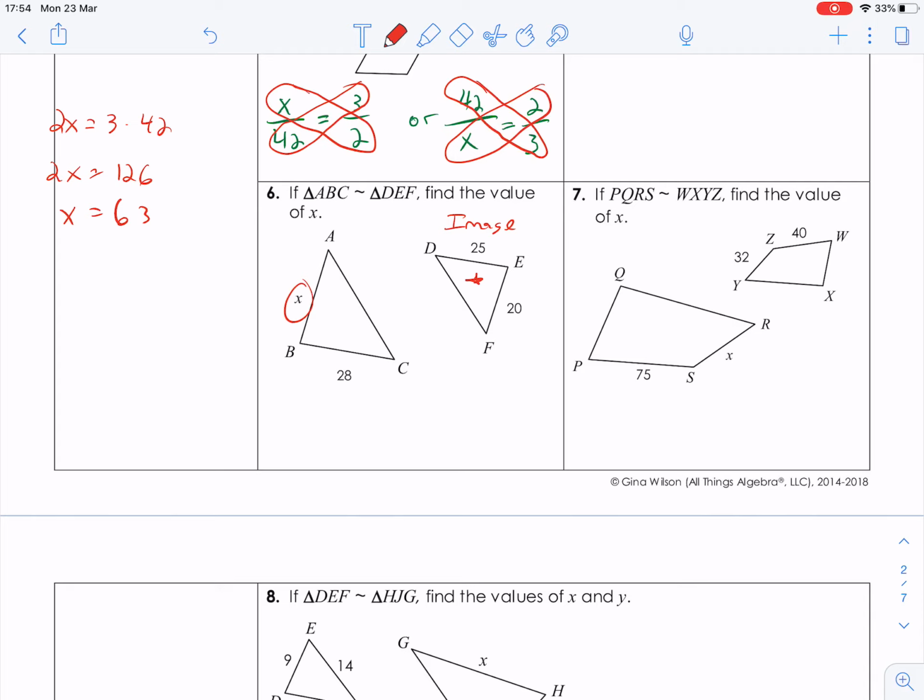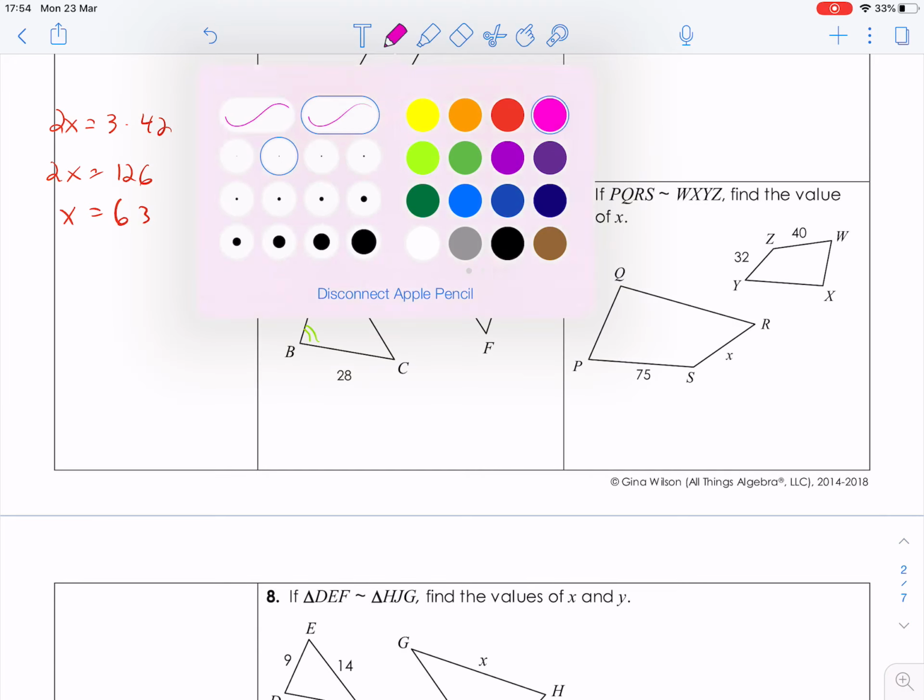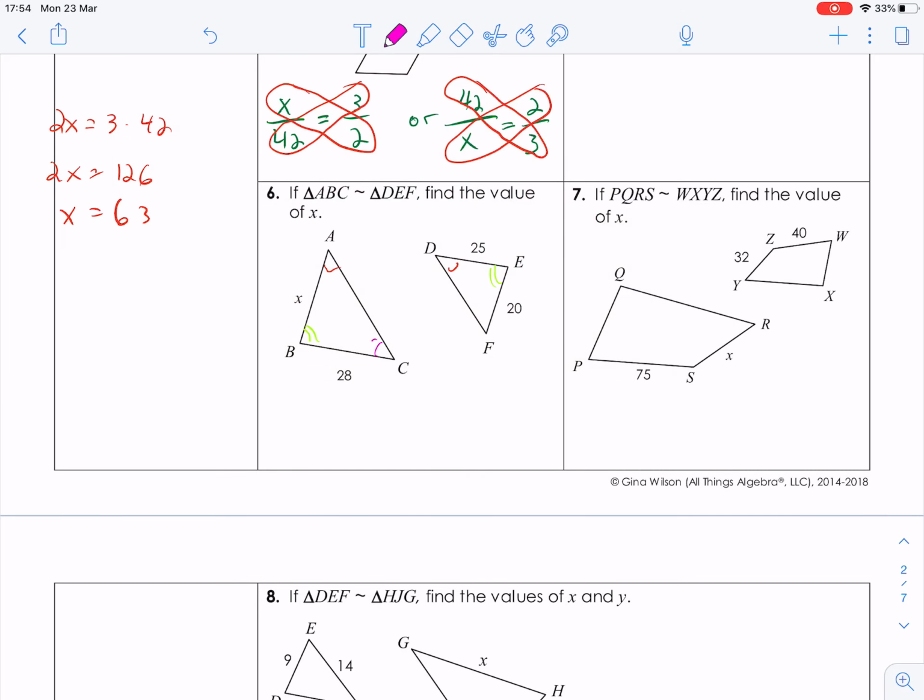So here we go. We have to find which side goes to which side. That's the important part for this. So A goes with D. B goes with E. And C goes with F.